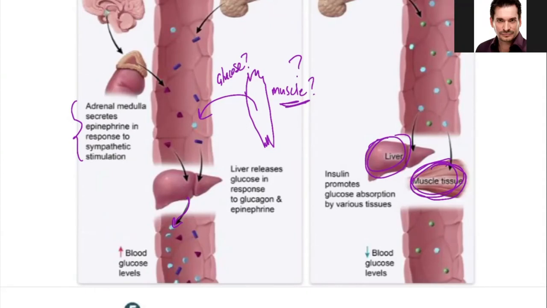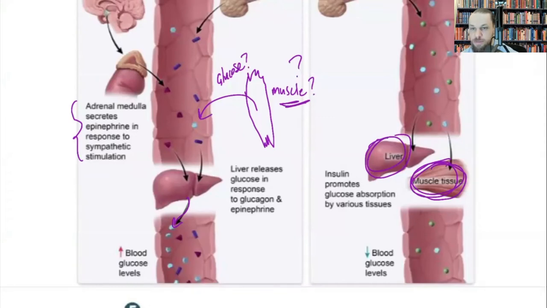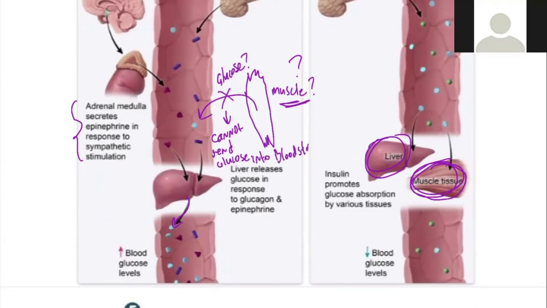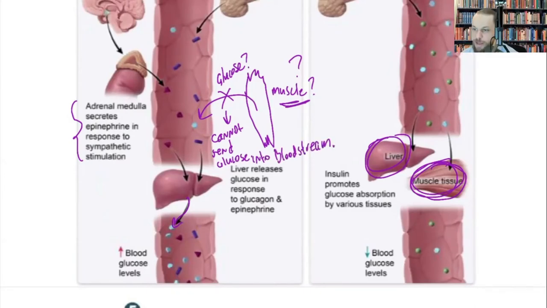Does each cell use it for itself? So it does use it for itself, but there's something else about the muscle that's very specific, that it cannot send glucose into your bloodstream. So muscle cannot do this, and there's a reason for it. Is it because of the spindle shape of the muscle cell? Not because of the shape. The shape of the muscle has no impact on that. There's something else. So the something else is this.